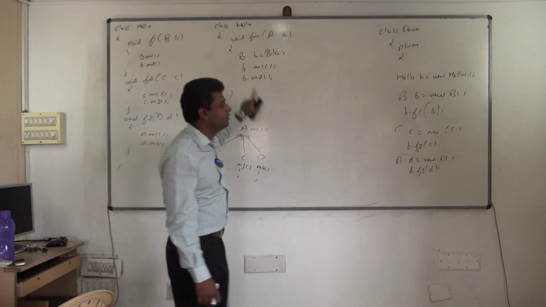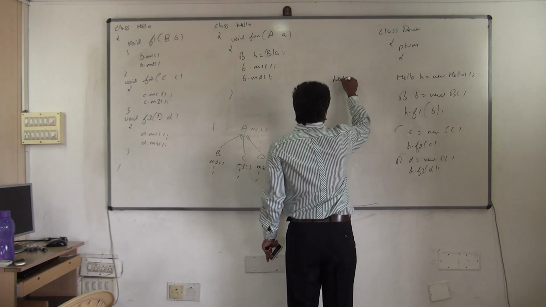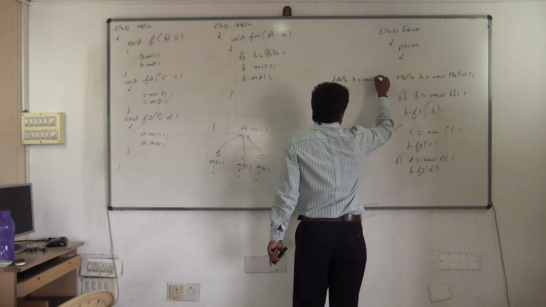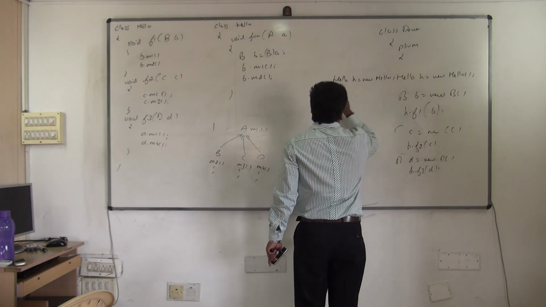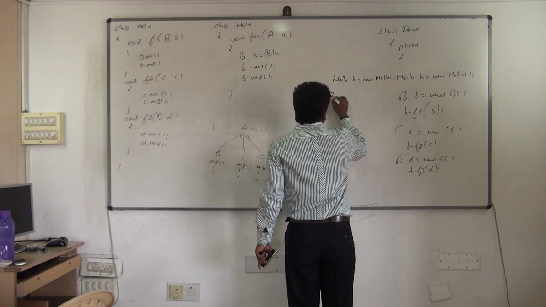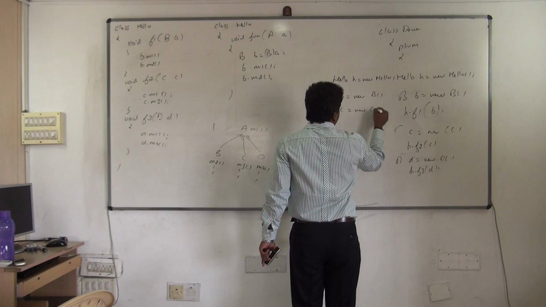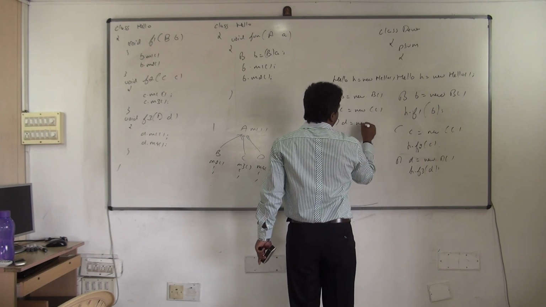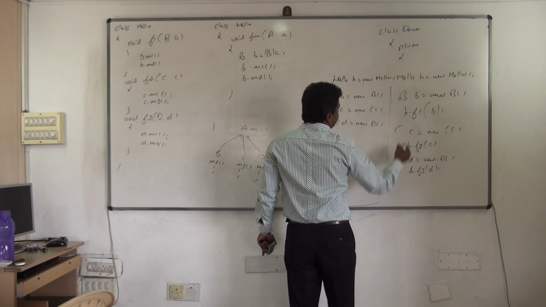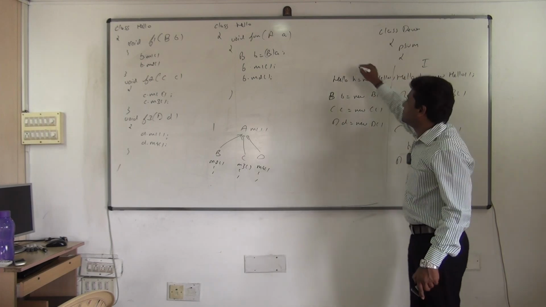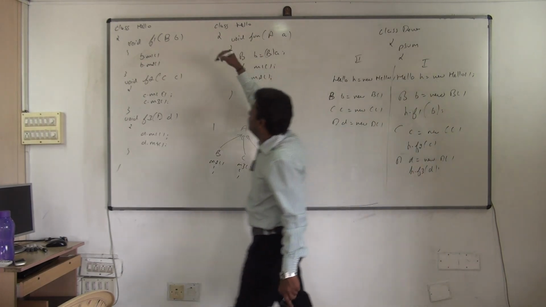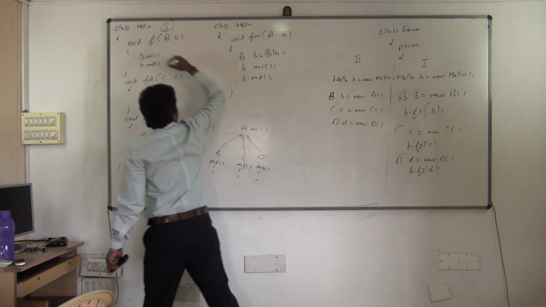In the second case, see now, Hello h is equal to new Hello. Now you create any object. BB is equal to new B. CC is equal to new C. DD is equal to new D. This is case number 1. This is case number 2. This is case number 1. This is case number 2.